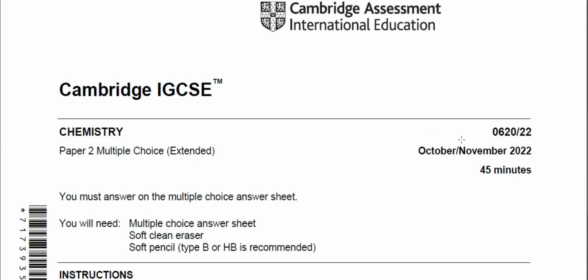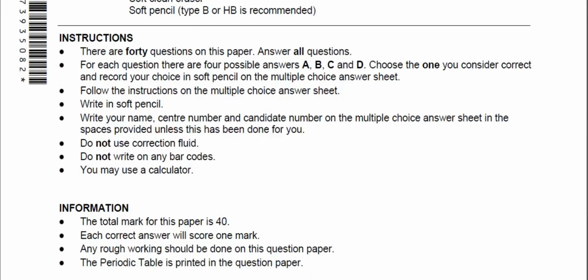Welcome back, students. So today we are going to solve a new paper from 062022. This is from October-November series of 2022. You are allowed 45 minutes to solve it. This is paper 2, multiple choice, from the extended version. Now, straightforward, we are going to solve the first question.